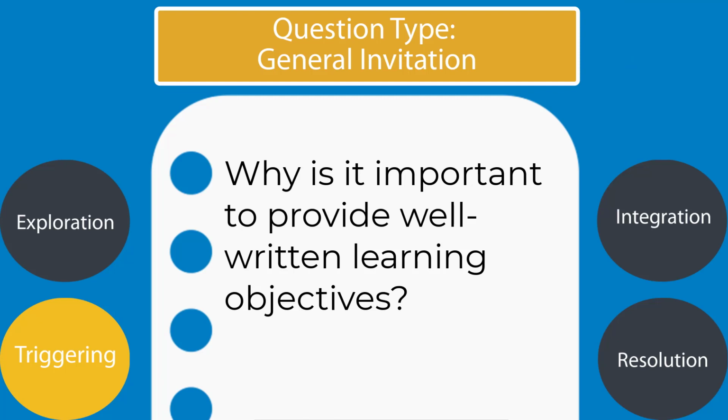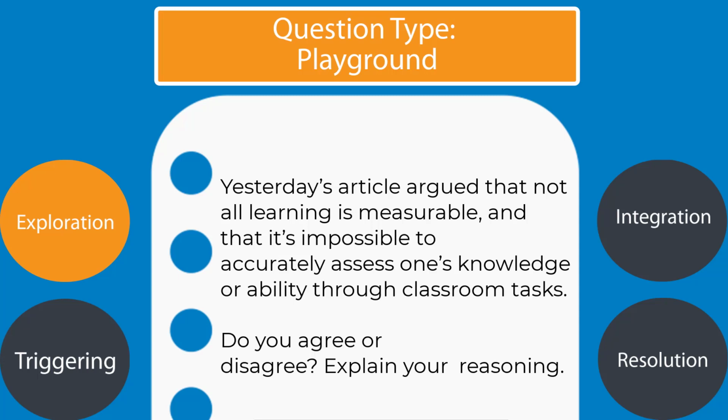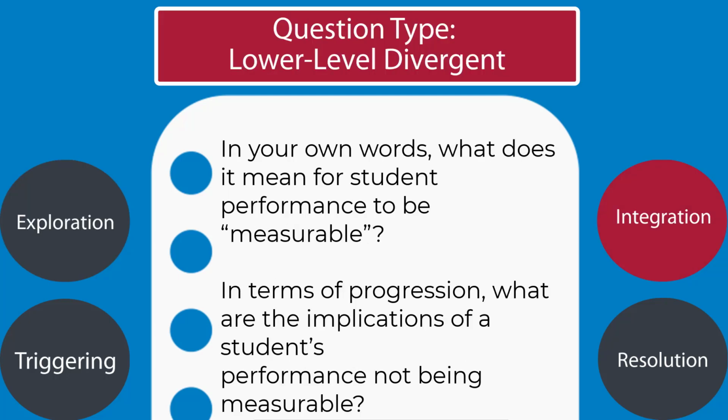I'll use a general invitation question. Here, I want to create a space for students to discuss an open-ended question related to the topic. Next, I'll go to the exploration phase and use a playground question. For this question, I want students to interpret or analyze a particular aspect of the lesson and discuss it with their peers. After that, I'll go to the integration phase for a lower level divergent question in which I'll ask students to analyze information and draw conclusions.